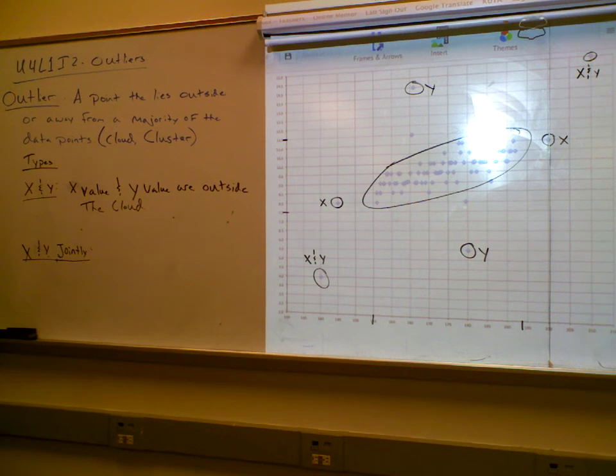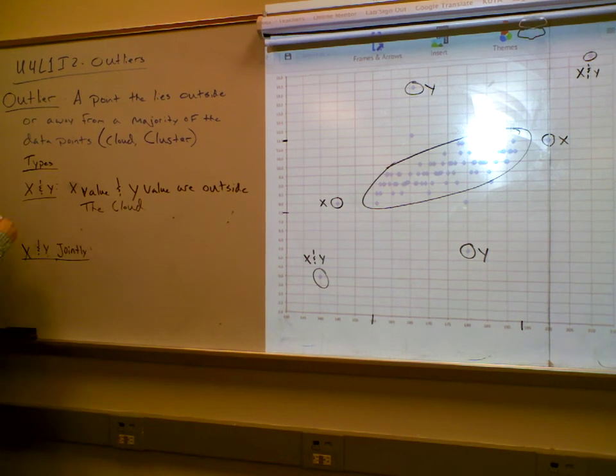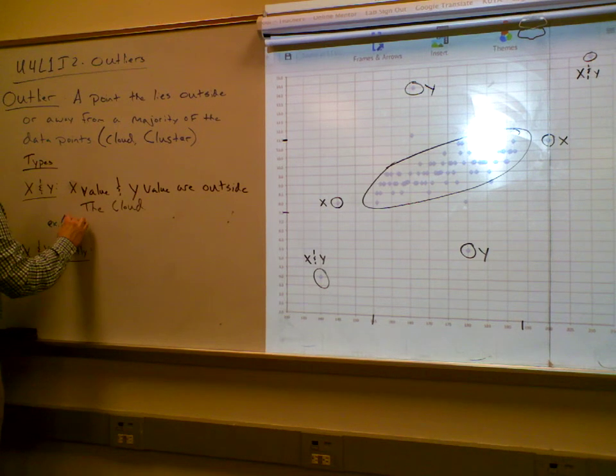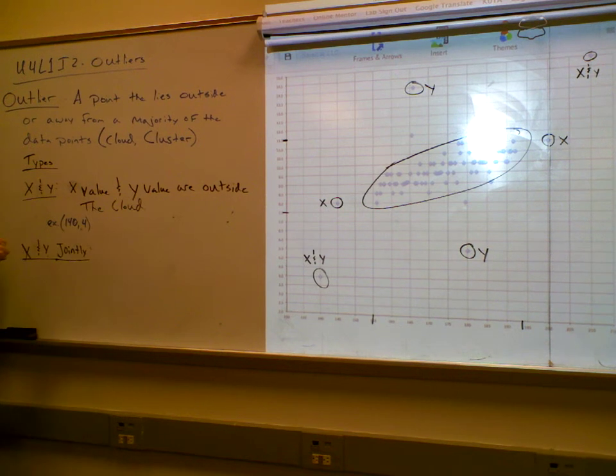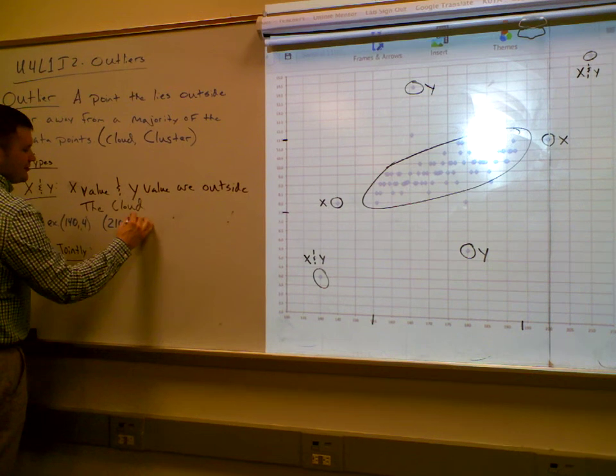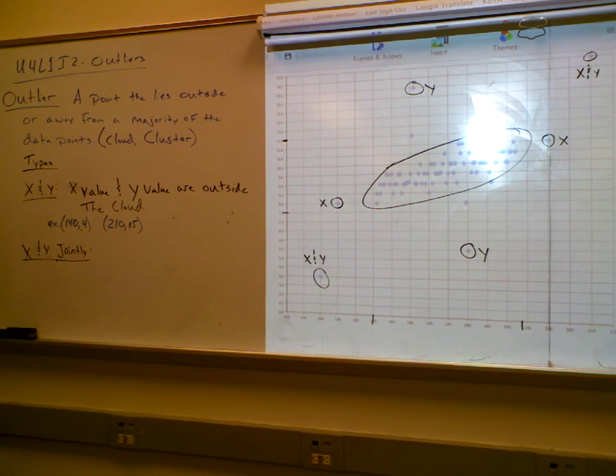And what were our two examples here? 144 or 140, comma 4. We did it again, right, Faith? Okay. And what was the other one? 210, 15. Does that make sense?